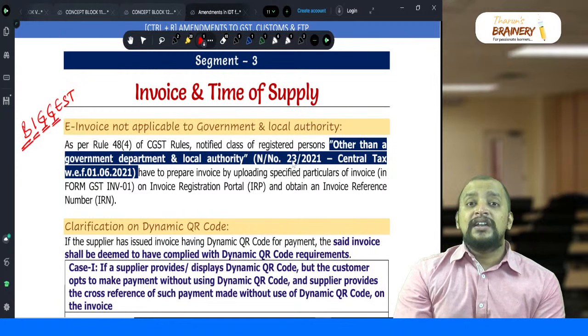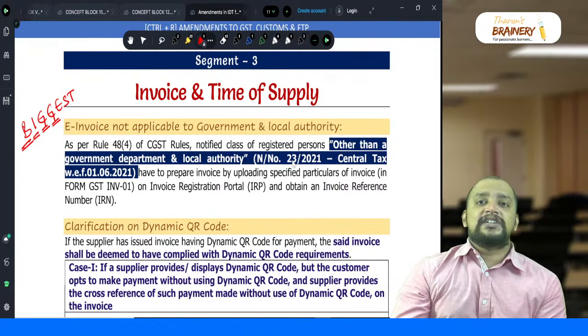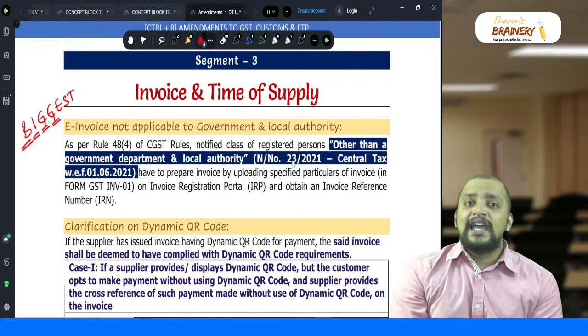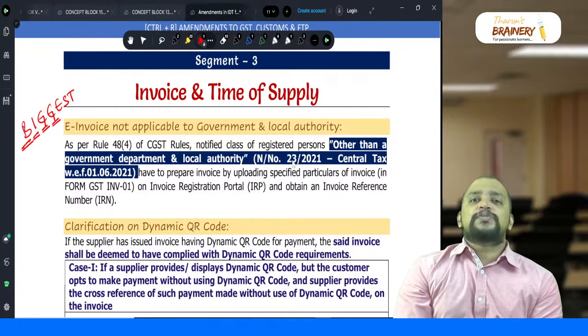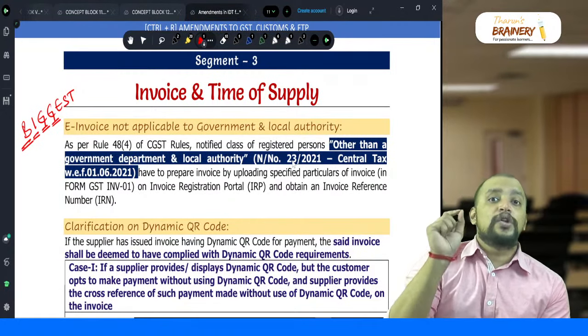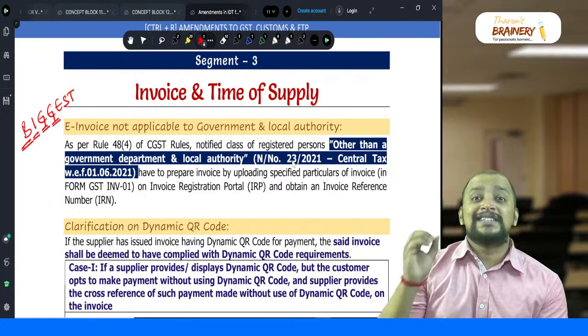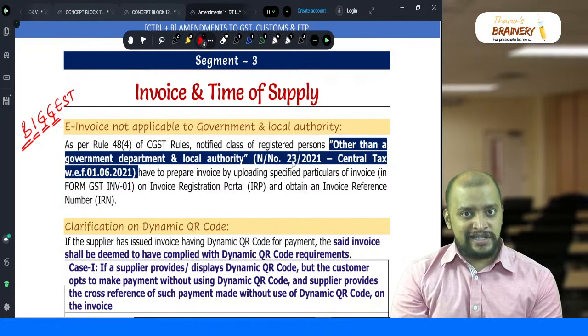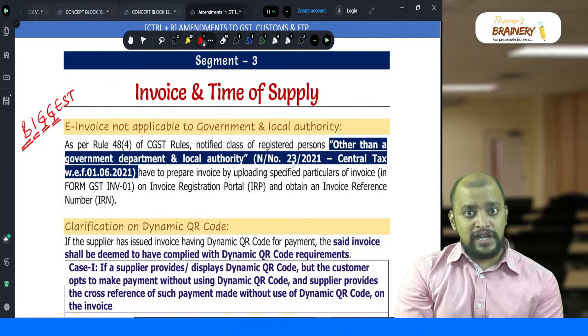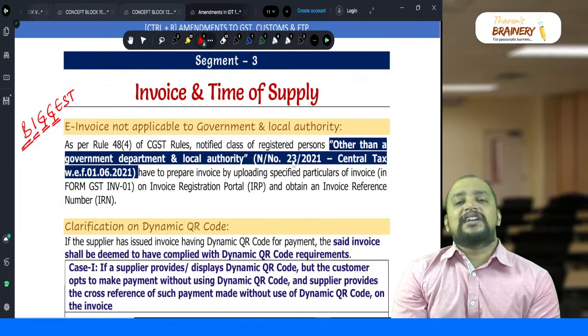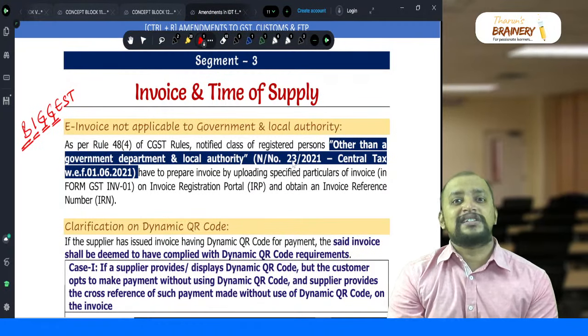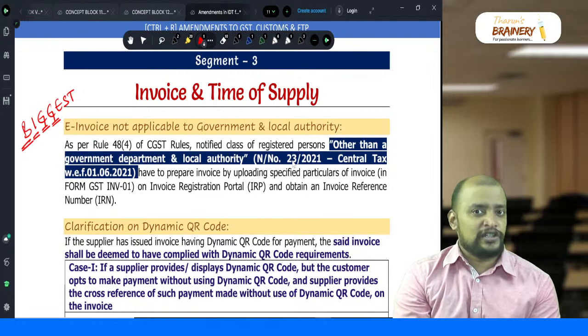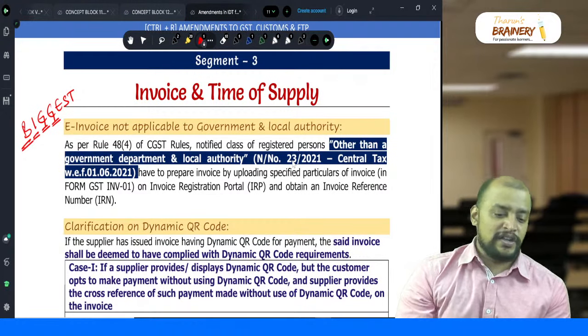Okay. And so goods transport agency. Who is a goods transport agency? Any person engaged in transportation of goods by road and who issues a consignment note by whatever name called is known as a goods transport agency, not required to generate e-invoice. Then government department, let it be a central government department or a state government department, and a local authority, they are not required to give e-invoice.